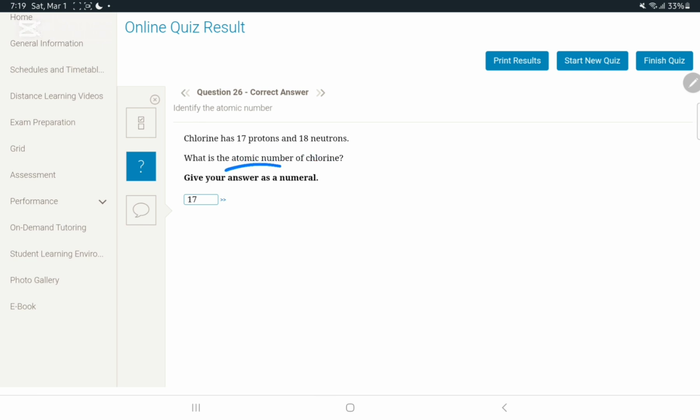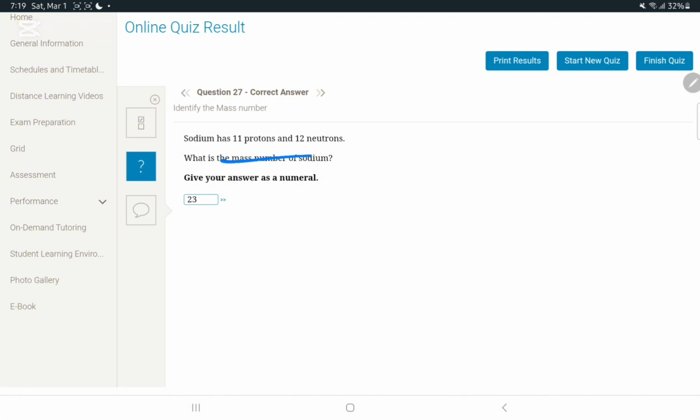They're asking for the atomic number. What is atomic number? Atomic number is protons, so just put 17. Z, which is the atomic number, is equal to H plus, which is protons. Protons are represented by the symbol H plus, if you're a bit lost.